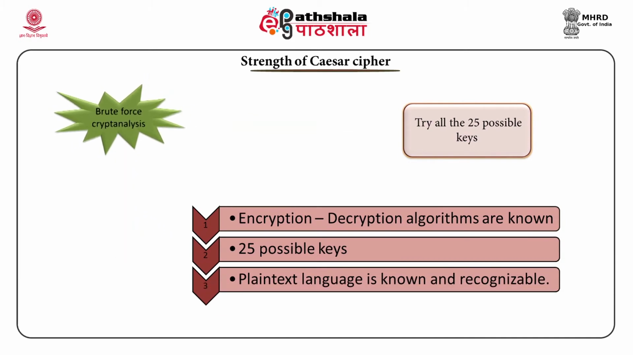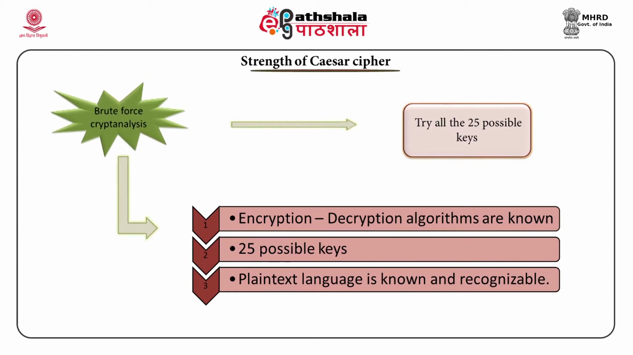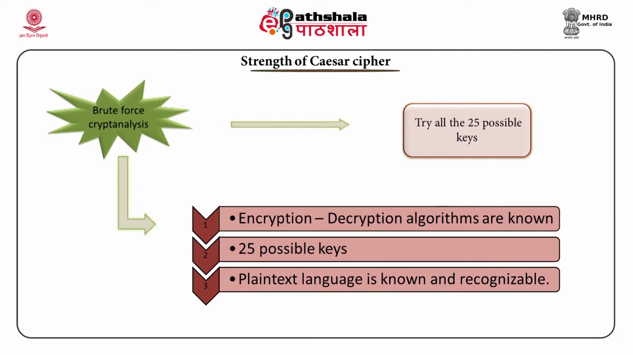What about brute force analysis? Try to remember from module 1, brute force analysis is trying all possible keys. How many keys can there be in the Caesar cipher? There are 25 possible keys. The example which we gave uses only one key, that is 3, but we can use 0, 1, 2, 3, 4, 5 up to 25. So, there are 25 possible keys.